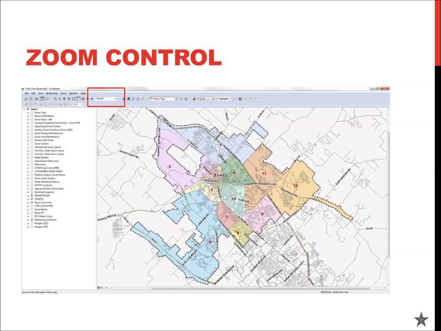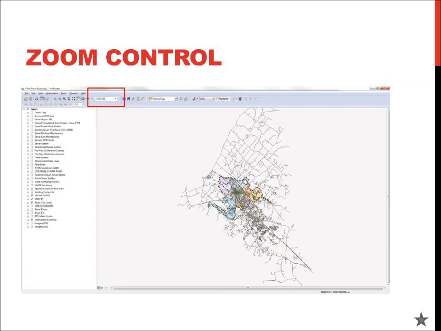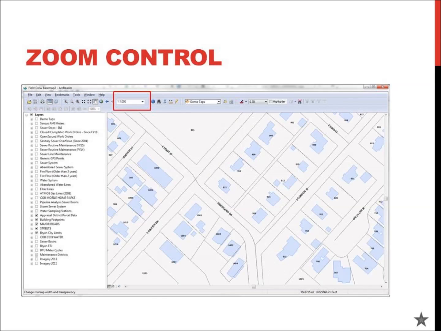Zoom control works a bit like the fixed zoom, but you get to select how much you want to zoom into the map on a drop-down. You may also type in a value if you do not like one of the preset values. So this is 1 to 100,000. Versus a scale of 1 to 1,000.